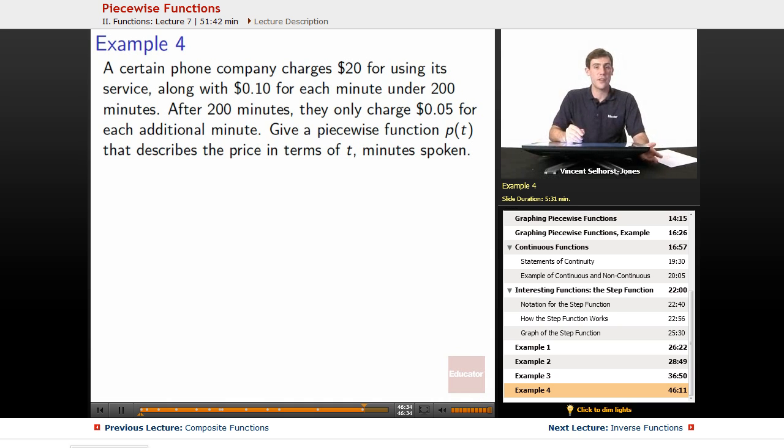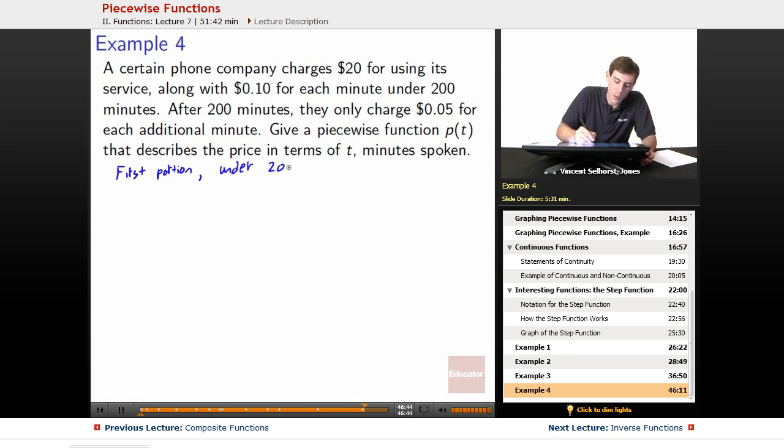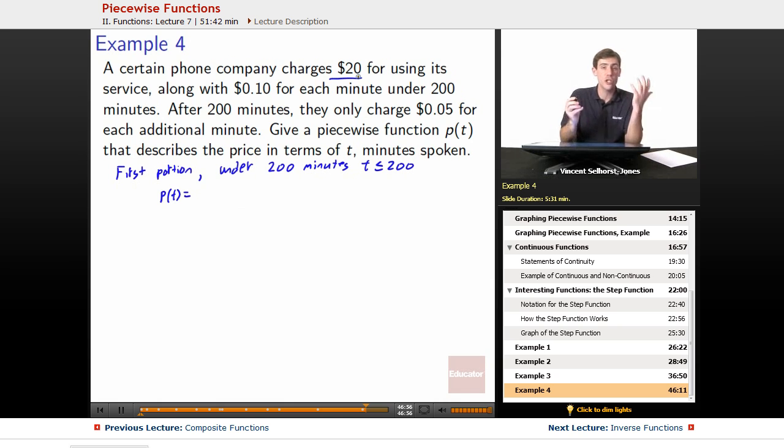So it's pretty easy for us to figure out what the first part is. The first portion, when we're under 200 minutes, which is to say when t is less than or equal to 200, price of t is not too hard. P of t equals, well, $20 flat rate, right? They charge us $20 and then they charge us 10 cents per each additional minute. So $20 plus that additional 10 cents, how many minutes did we have? We had t, so 0.1 times t, right? And that's what it is.